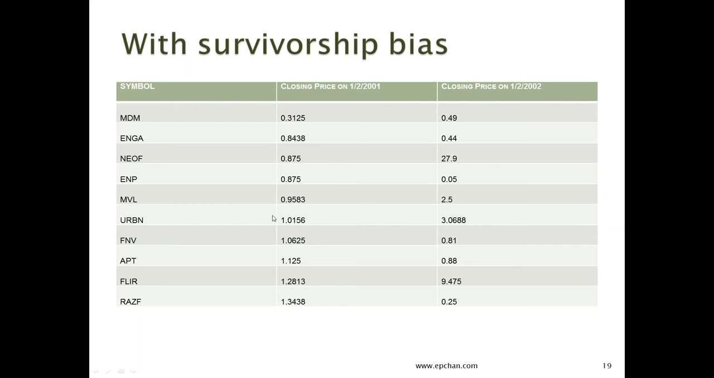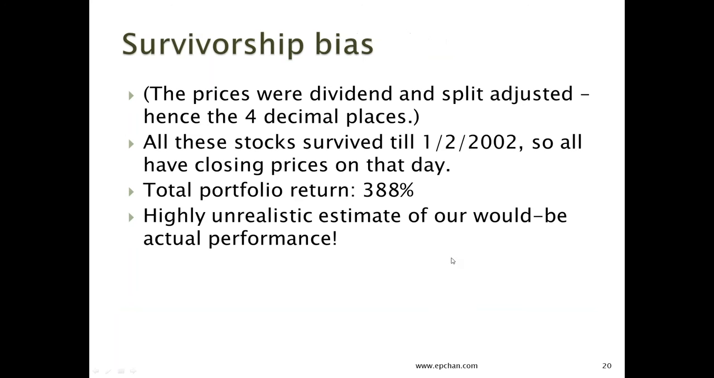And not only do they survive, but a lot of them have greatly improved their value. Wow, look at that. This one goes from $0.8 to $27. This goes from $1 to $3. This one goes from $1 to $9. And no surprise that the portfolio we pick with a database with survivorship bias has a return of 388%. This return, of course, is unrealistic because we could not have predicted at the beginning of the year which of these stocks we picked were actually going to survive.